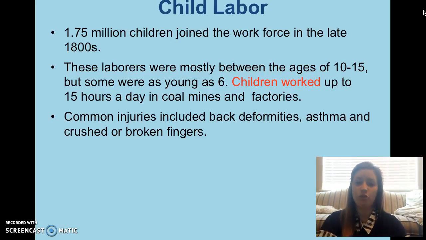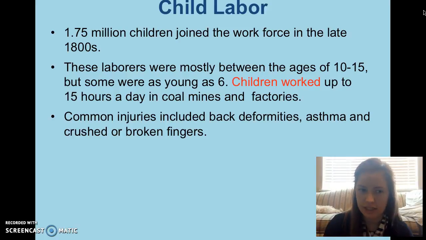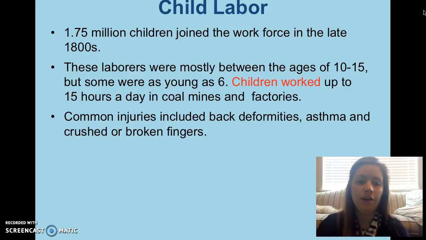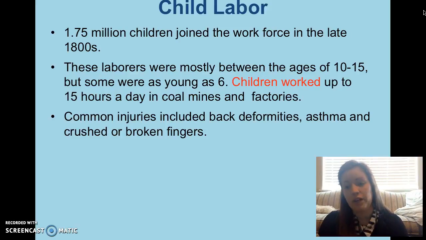Okay, child labor. 1.75 million children joined the workforce in the late 1800s. So again, this is going back to the same period, 1870 to 1910, or what we like to call the Gilded Age. These laborers were mostly between the ages of 10 and 15, but some were as young as 6. So again, when there's small spaces, you want to get the smallest child available to climb in those. So as young as 6, pretty much as soon as they're able to take directions and follow them, they could be working in a mine or in a factory.